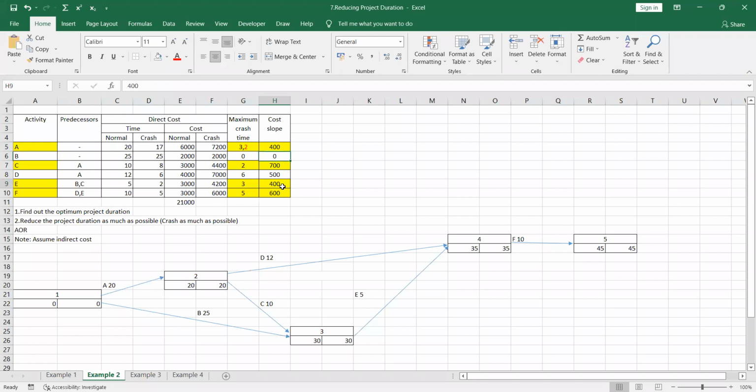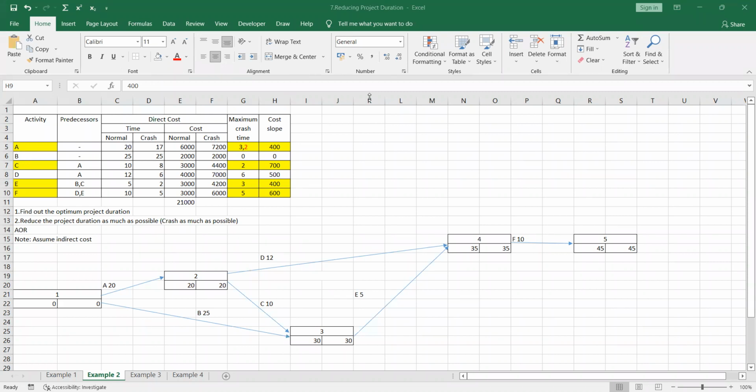So I have told you, when we are having more than one activity which is having a cost slope, you have to get the lowest identification number. So the lowest identification number among activity A and activity E, which is having the lowest identification number? Rukshika is telling it should be A.